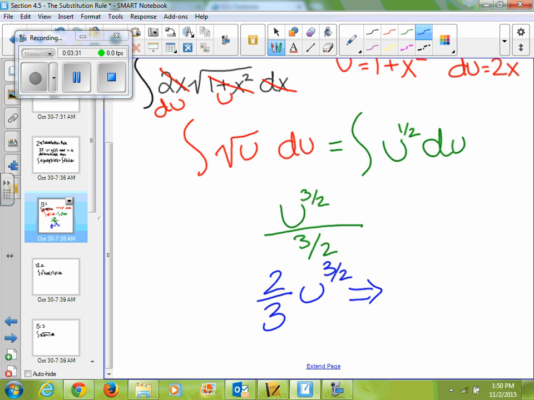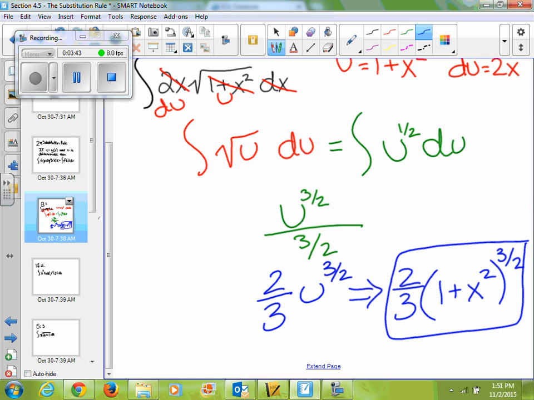And then finally, our last step is to replace u with what it equals. So u in this case was 1 plus x squared. So this would integrate to 2/3 times 1 plus x squared to the 3/2. So using u helps us take very complicated equations and integrate them in a way that makes sense. Just leave it like that.